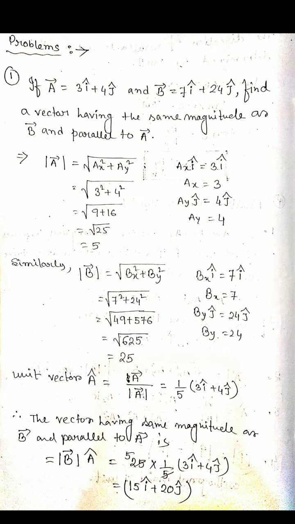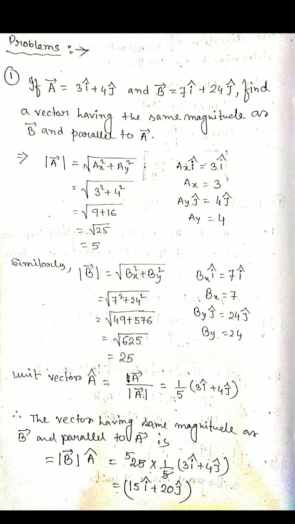But we want to find the new vector, a combined effect of a and b, whose magnitude is the same as b. That means the magnitude is 25, but it is parallel to the a vector. So we find the unit vector a cap, which equals a vector divided by modulus of a vector. We know this formula, and a vector is given as 3 i hat plus 4 j hat, and the modulus of a we already found as 5.